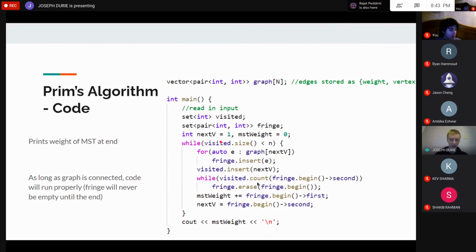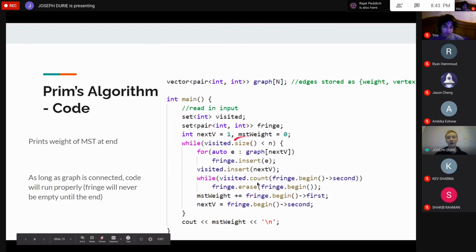So initially, let's say the next vertex is 1. So we want to visit vertex 1 next. Now we're going to keep repeating this while we haven't visited all the vertices, so while visited.size is less than n, we're going to look at all the edges coming out of next v. Next v is the one we're adding at this step, and we're going to add all of those edges into the fringe. Note that some of these edges might be an edge from a red to a red, because we're marking next v as red, but some of the vertices next to it might also be red. But we're going to handle this at the next step.